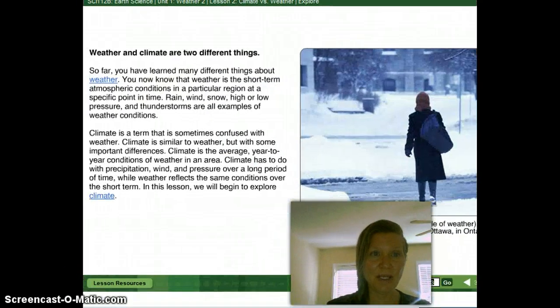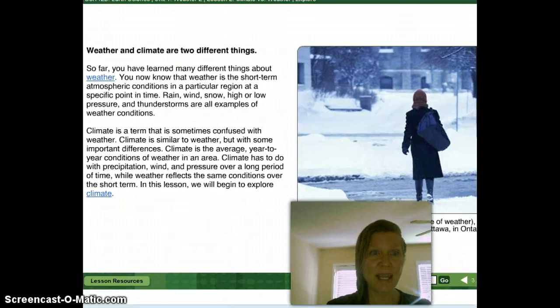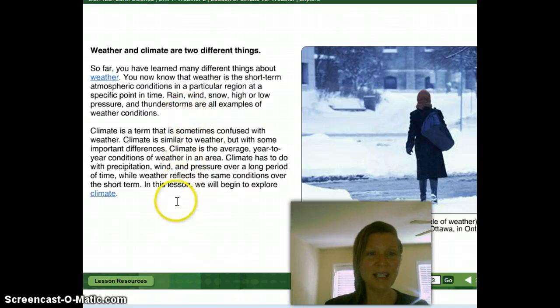Things to focus upon, that again is to remember that weather and climate are two separate events, and in the previous lessons we've already learned a lot about weather and that we know it's short-term atmospheric conditions and to a particular region, and that climate is often confused with weather. So it's really important that you delineate between the two of those.